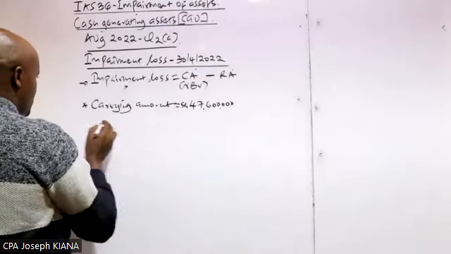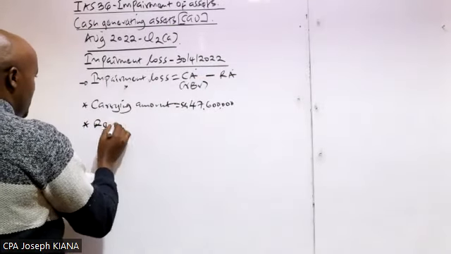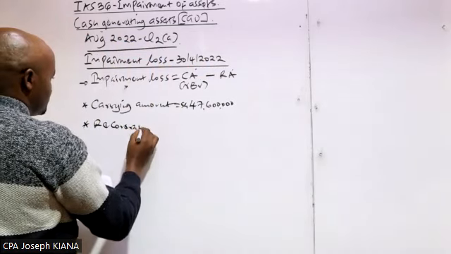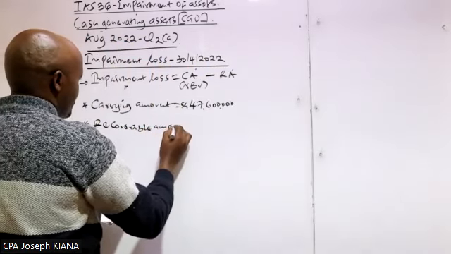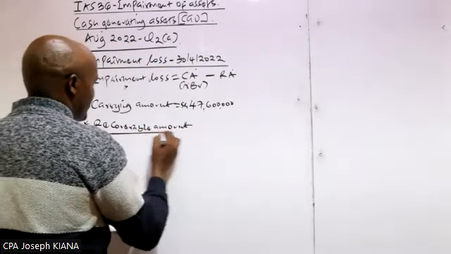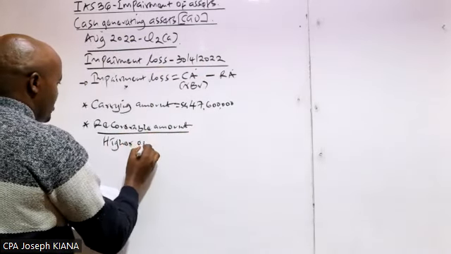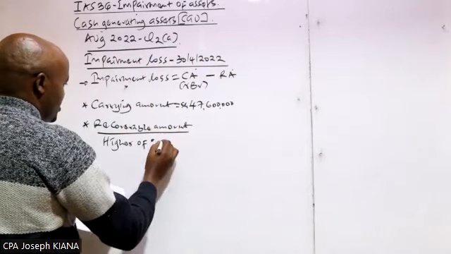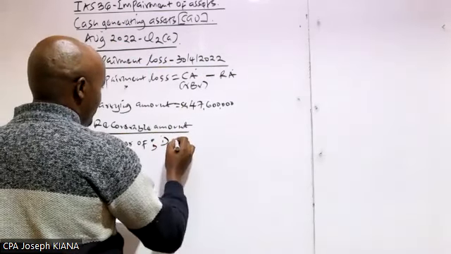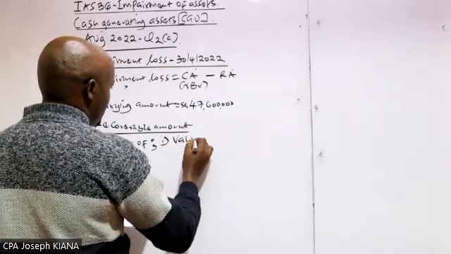So next, what we need to do is to determine the recoverable amount. In this case, we have to recall that this is the higher of two values. Number one, it is the higher of the value in use.